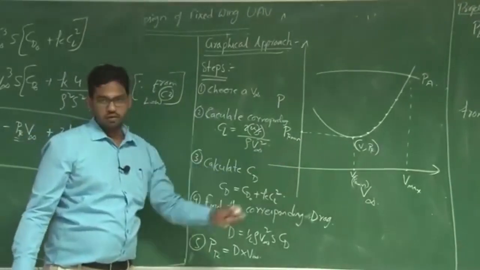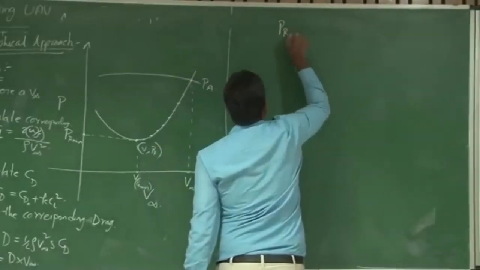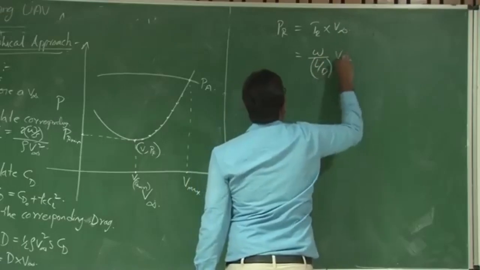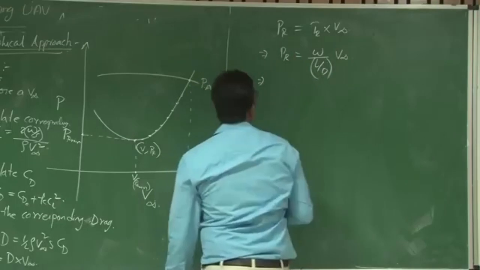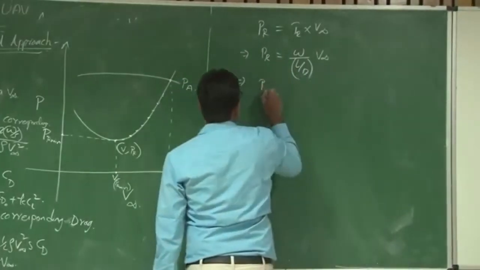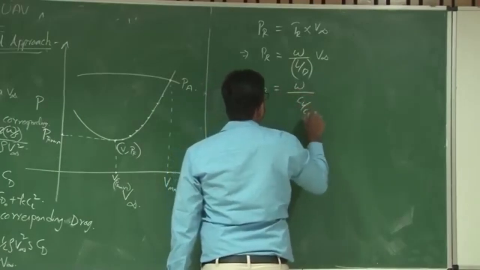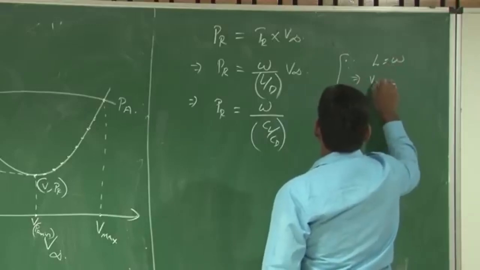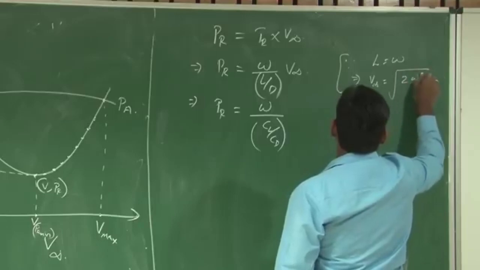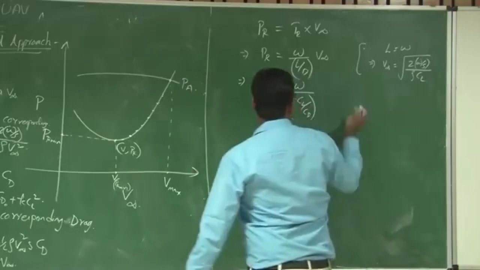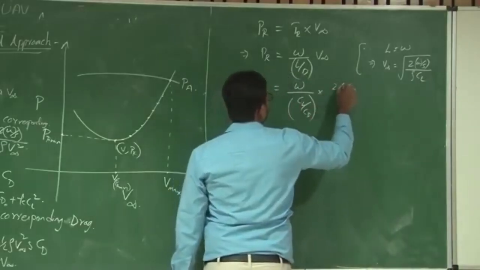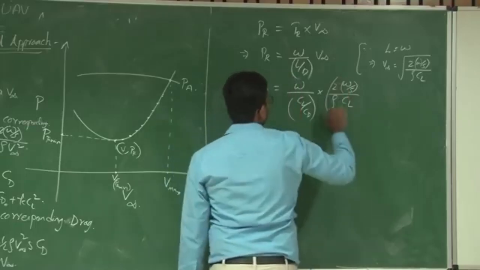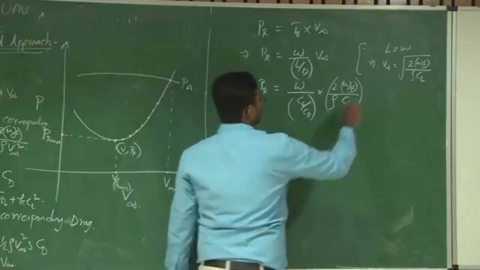Can we figure out this minimum power requirement analytically? What we have, power required is equal to thrust required into velocity, right? What is thrust required? W by L by D into velocity. What is W by L by D? W by CL by CD. Velocity is also a function of CL. Since L is equal to W, V infinity is equal to root over twice wing loading by rho into CL. If you substitute that here, what you have is 2 into W by S by rho into CL, to the power of 1 by 2.